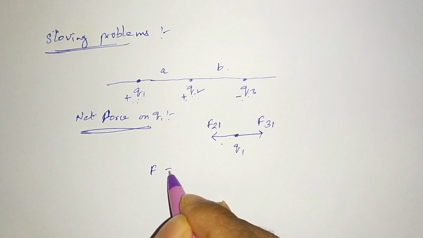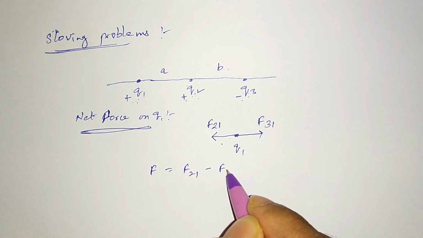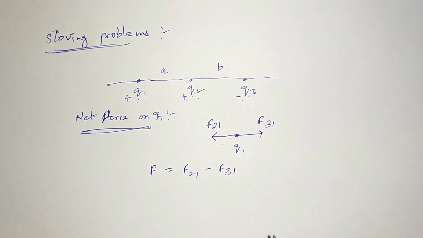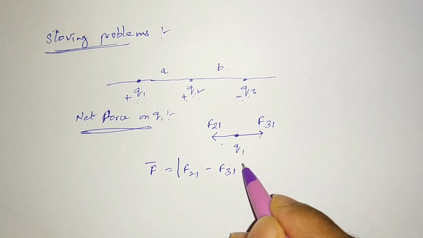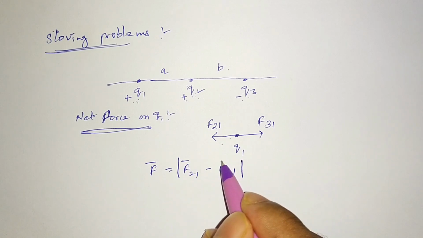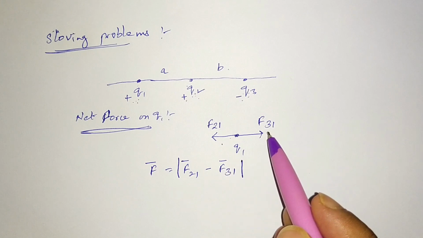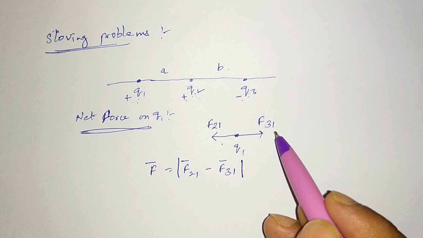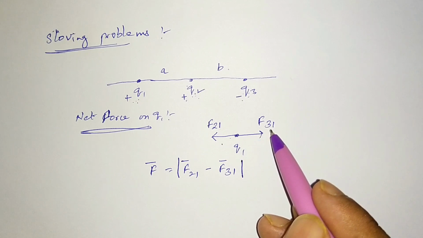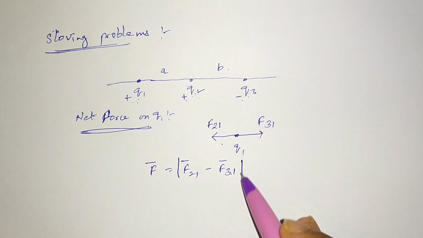Now what is the net force? Net force is F21 minus F31. Yes or no? This I will be writing very clearly, taking the magnitude. Why am I keeping magnitude? I don't know which force is larger, which force is smaller. If I know which is larger and smaller, I will be taking the larger force minus the smaller force. Here I don't know, that's why I use the modulus symbol.